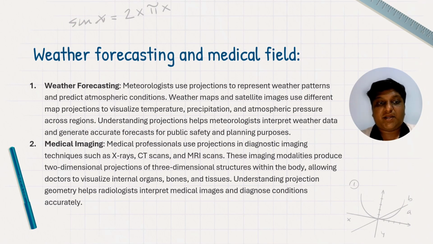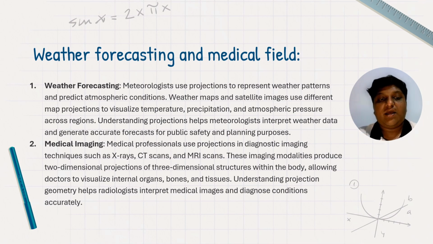Weather forecasting and medical field. Coming to these fields, in weather forecasting, meteorologists use projections to represent weather patterns and predict atmospheric conditions. Weather maps and satellite images use different map projections to visualize temperature, precipitation, and atmospheric pressure across various regions. Understanding projections helps meteorologists interpret weather data and generate accurate forecasts for public safety and planning purposes.